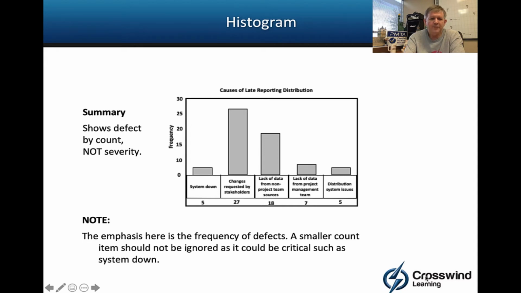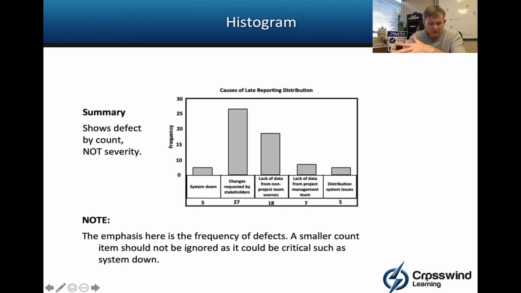Now, if my goal in using a histogram is to know what breaks the most or what gets attention the most, whatever it is we're measuring, whether we're selling a product, what do we have the most sales of, if it's quantity or is it dollars, you've got to look at what's being measured. In this case, it's count of defect. So we have a lot of change requests by stakeholders and data from non-project team sources. So that takes up a lot of occurrences there. So again, if the priority here is what is having the most occurrence, this is a good thing to show that.